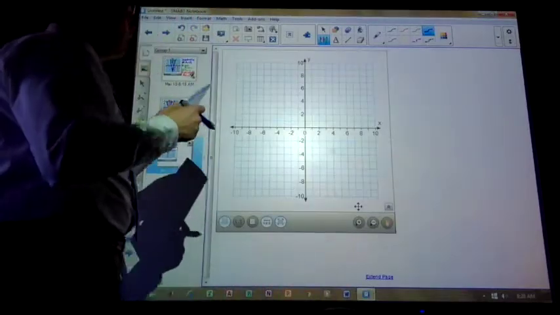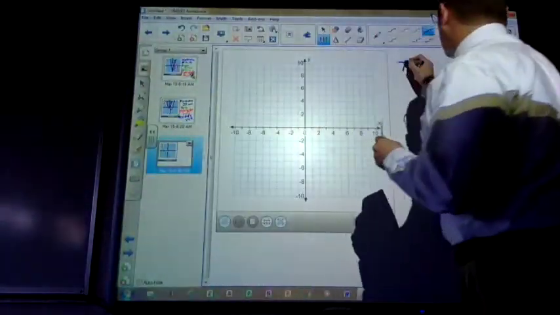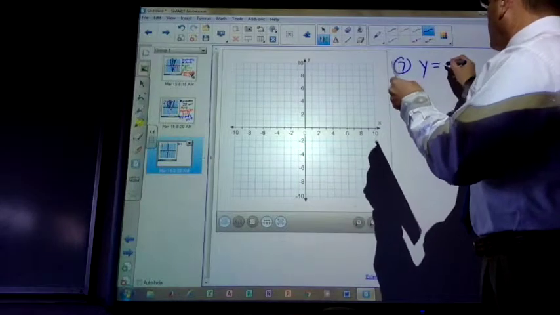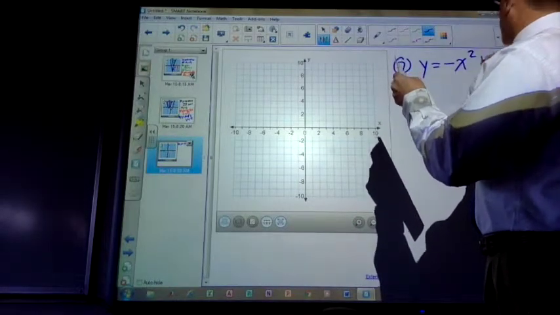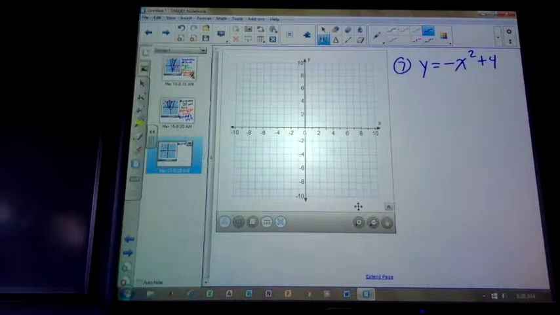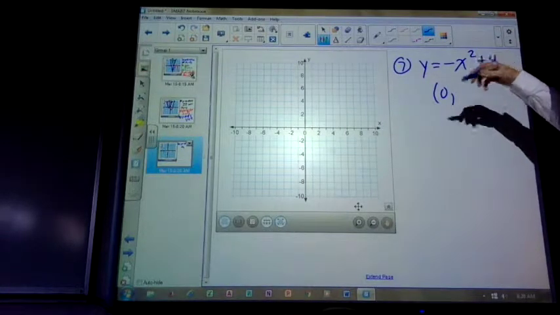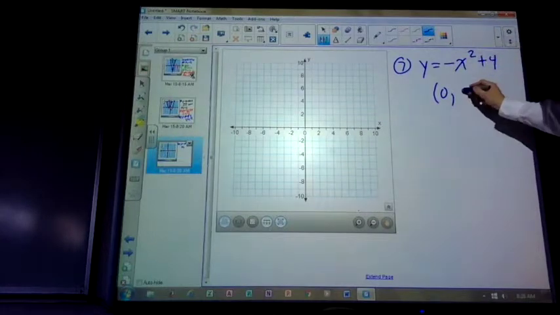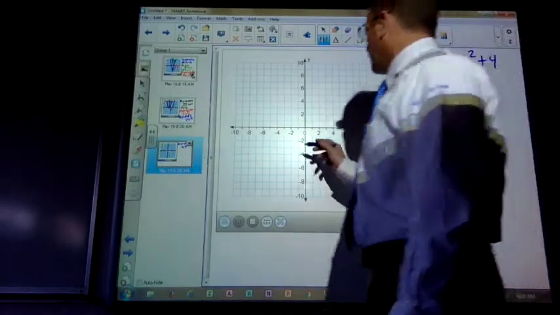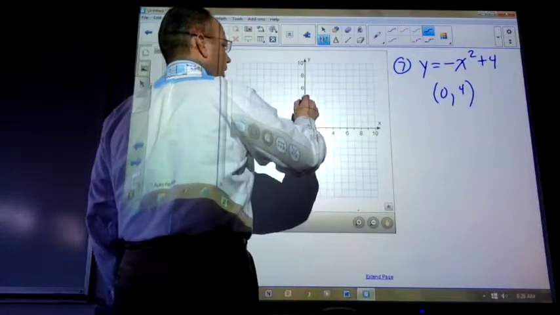Insert, graph, Cartesian. All right. Number 7. It's back to y equals, and that's the same thing as f of x. If I wanted to find my vertex, I go negative b over 2a, but my b value is 0. So what is my x component of my vertex? Got to be 0. If I plug 0 back in, I get negative 0 squared, which is negative 0. Negative 0 is just 0. 0 plus 4 is 4. So 0, 4 is my vertex.